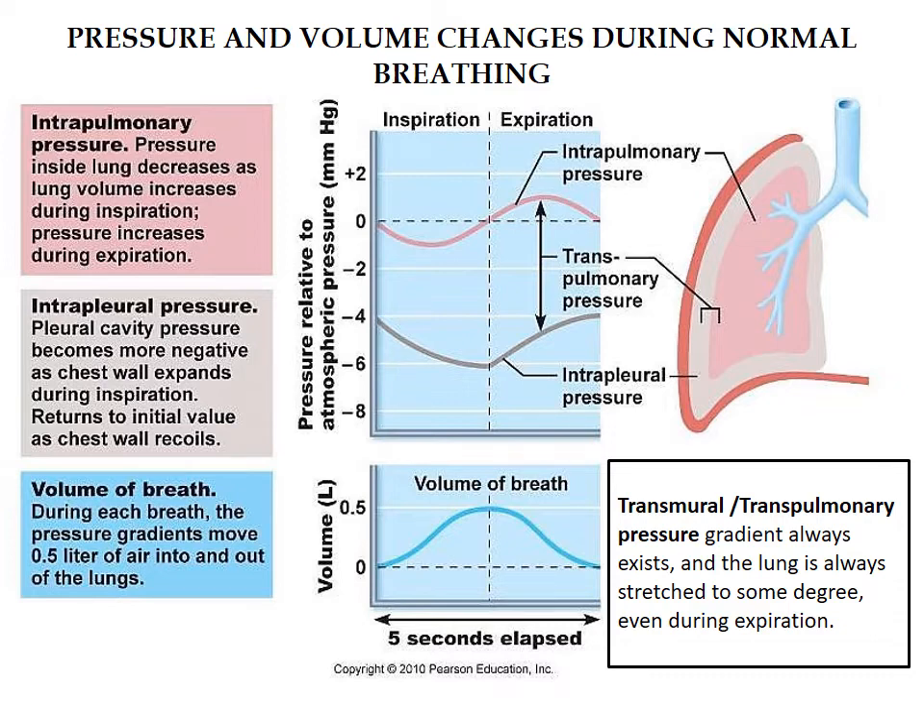And the difference between the intrapulmonary pressure and the intrapleural pressure is called the transpulmonary pressure. That is the pressure which determines the size of the alveoli. If the transpulmonary pressure is greater, the size of the alveoli will be larger. And if the transpulmonary pressure is smaller, or the gradient is very little, the size of the alveoli decreases.